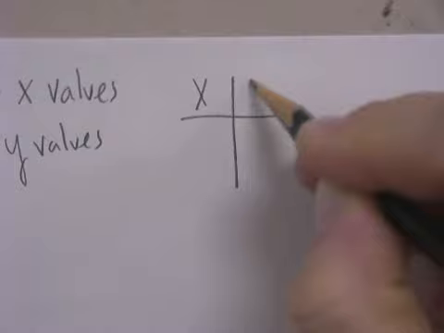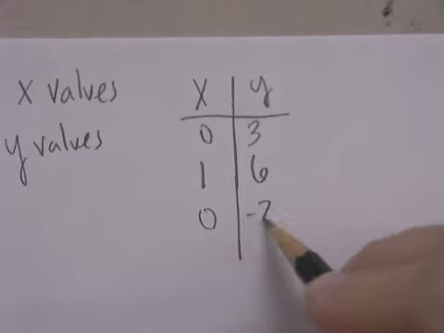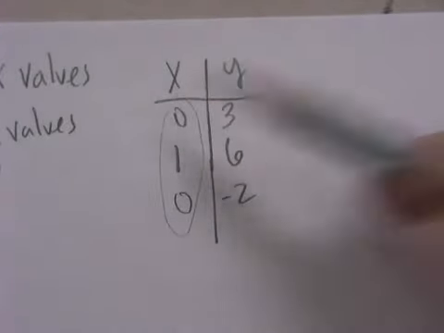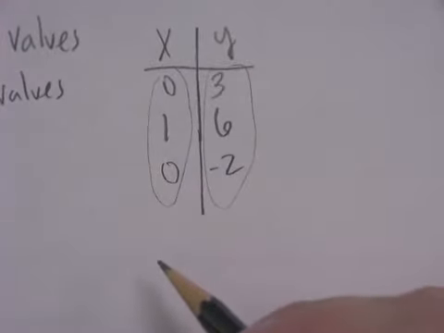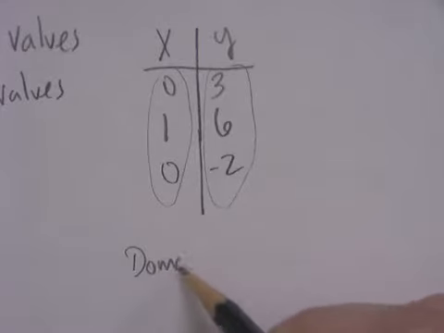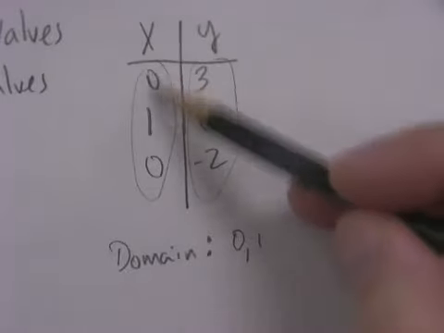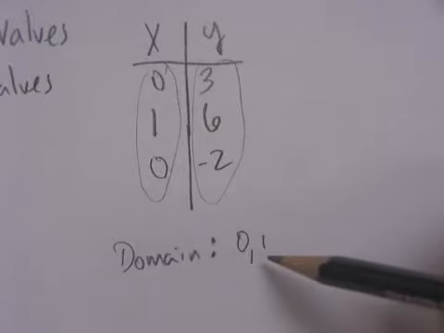So, for example, if I gave you a table that looked like this up on the screen, so it has 0, 3, 1, 6, 0, negative 2. All of these guys right here are the domain, and all of these guys right here are the range. So if I said state the domain, you would write domain, put a colon, and then just say 0 and 1. Since 0 repeats itself, you don't have to write it twice. So it's just 0 and 1.